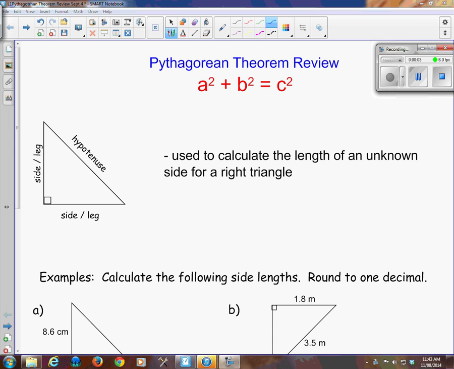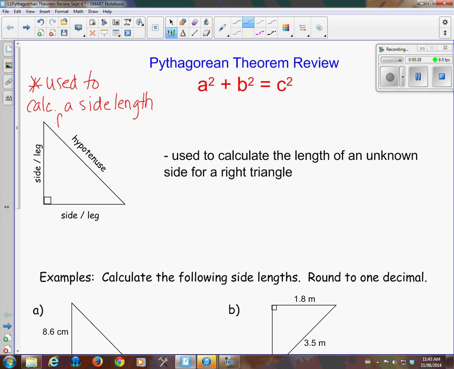Okay, here we are, lesson 1, Pythagorean theorem review. Pythagorean theorem, you're likely used to seeing a squared plus b squared equals c squared, is used only for right-angled triangles to calculate a length of a side. So Pythagorean theorem is used to calculate a side length only for right triangles. And a squared plus b squared equals c squared is usually what you're used to seeing.